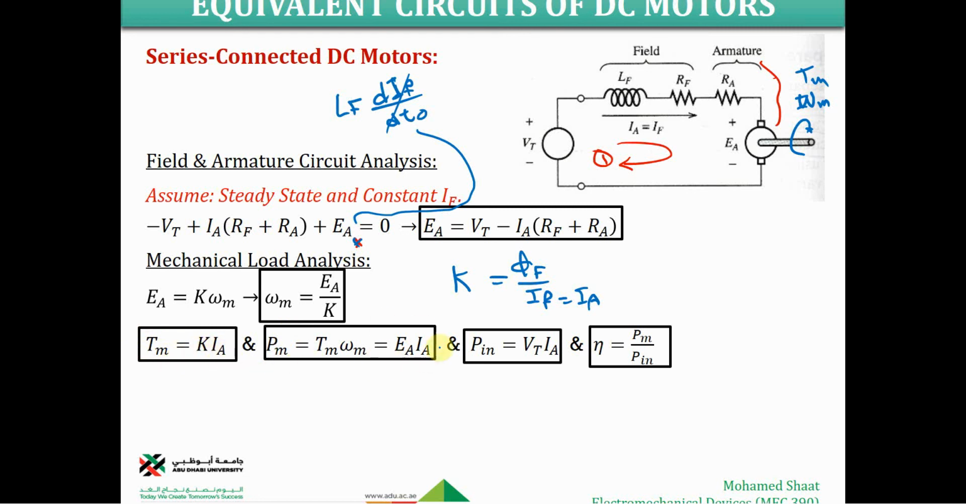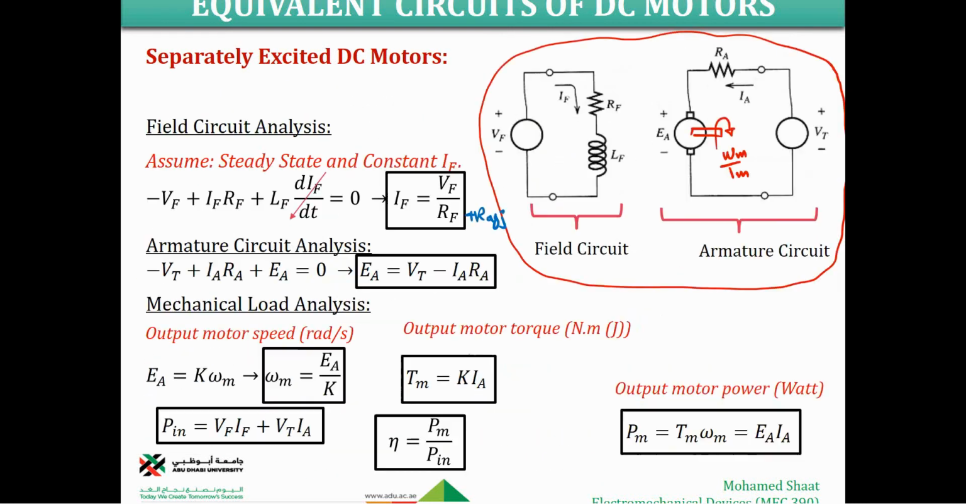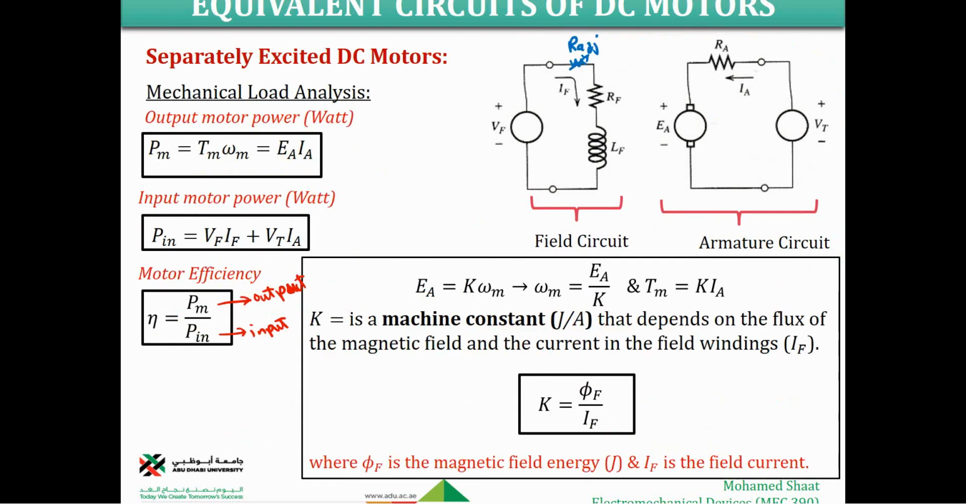Then we can calculate the output mechanical energy. The input electrical energy is going to be the VT times the current. There is only one current, which is either IA or IF, which are equal. You calculate the input power. If you divide the output by the input, you end up with the motor efficiency, how much it is.